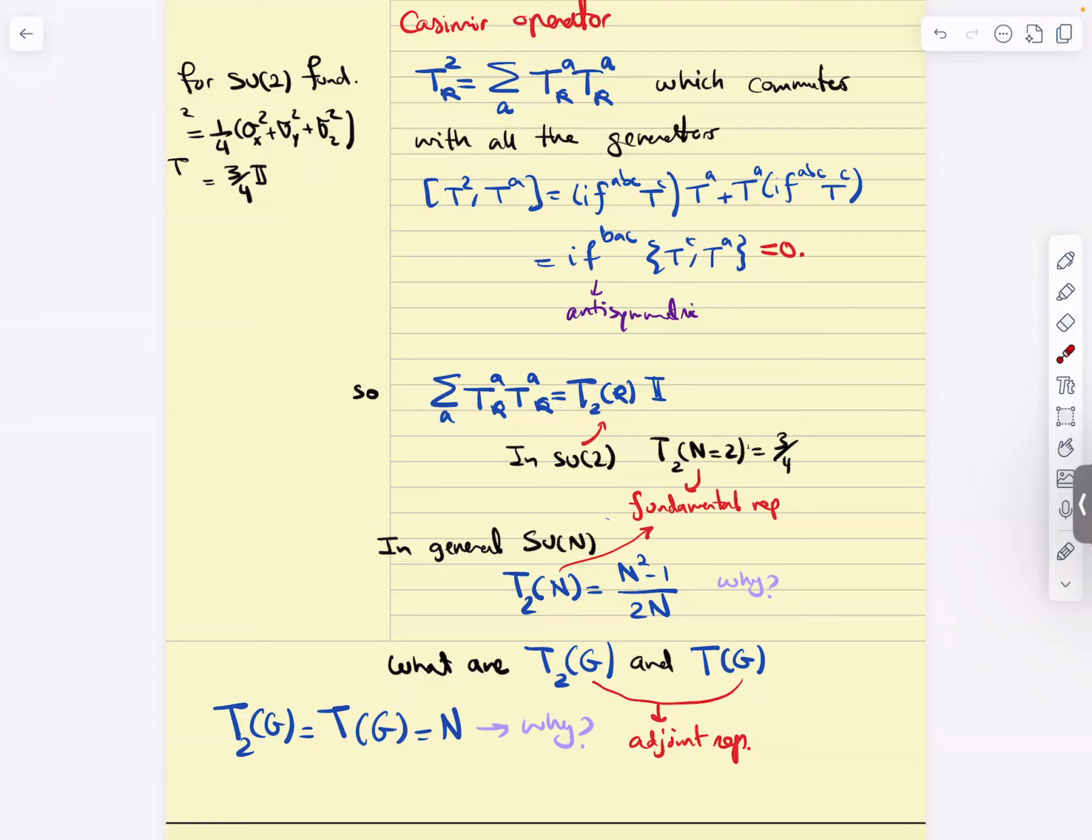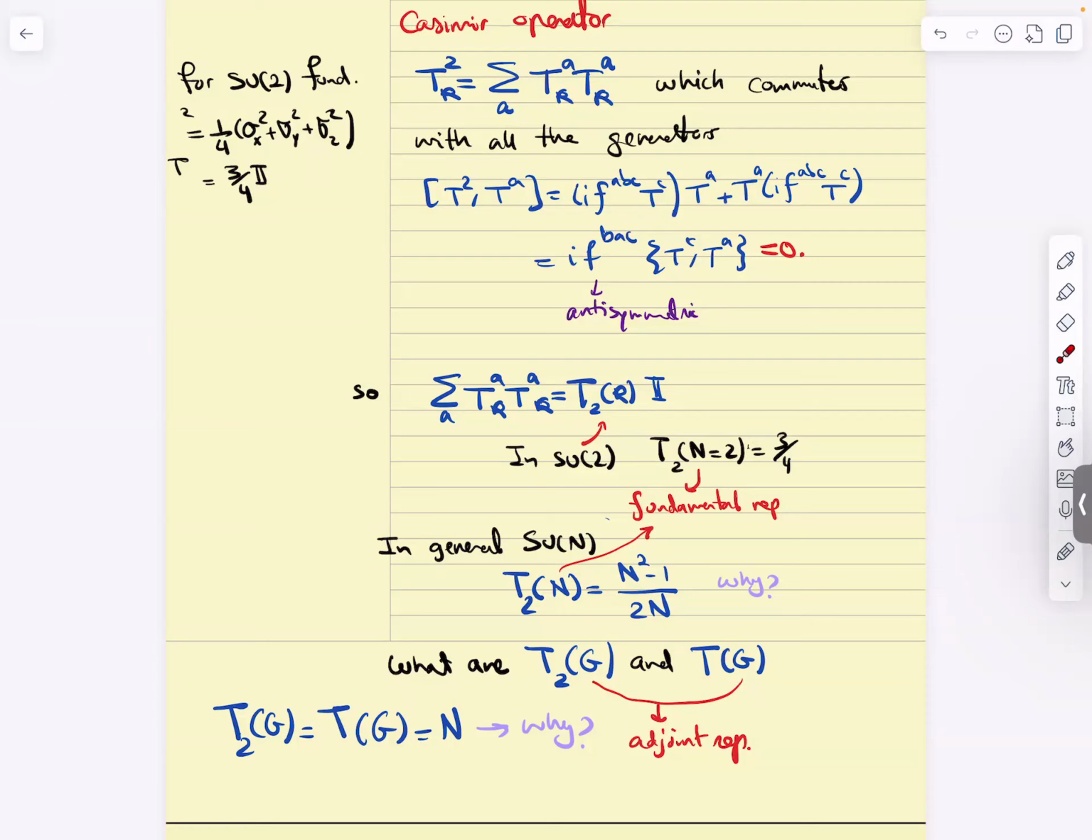Okay. For the adjoint representation, T of G is equal to T2 of G, equal to n. This is all the numbers you need to know, right? Adjoint and the fundamental. But do keep them in mind, because when we get to the standard model, we have to constantly use them. Every calculation, these come up. Can you see why they come up though?